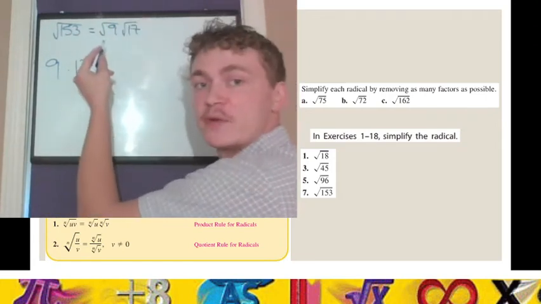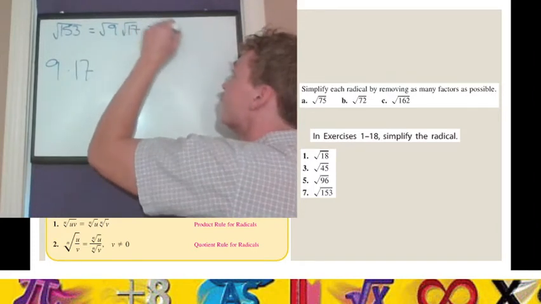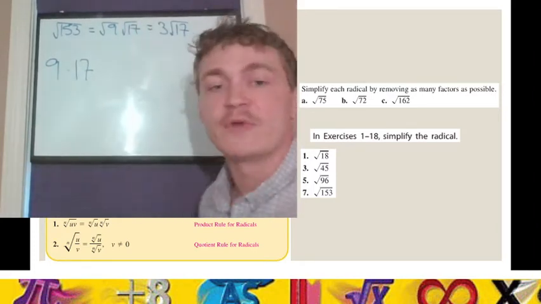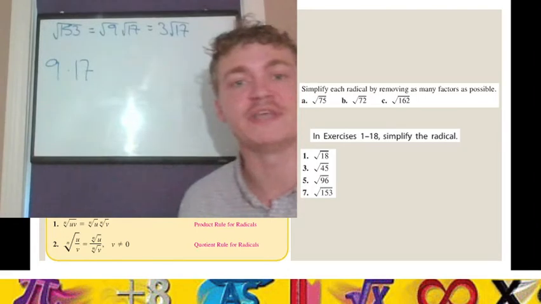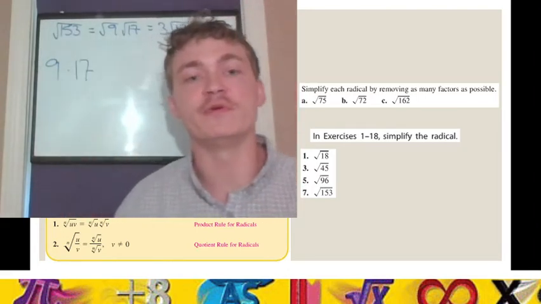Square root of 9 is evaluated as 3. Thus, we have 3 square roots of 17. This is equivalent to the square root of 153.